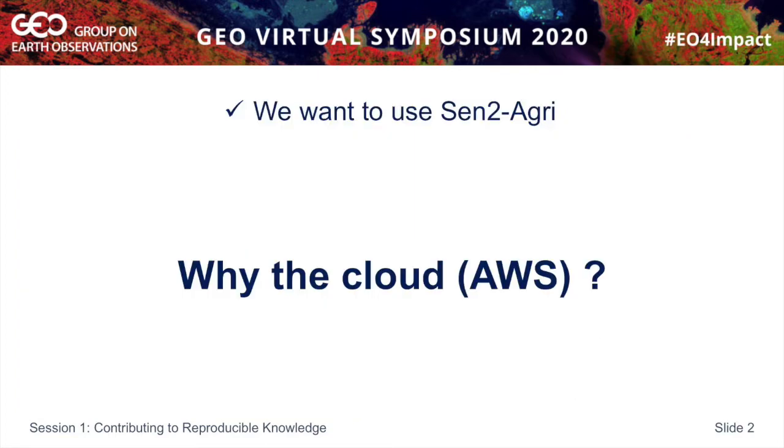So first, we assume that we want to use Sen2Agri. There's another presentation about Sen2Agri. Now we want to use it. So why work in the cloud? Here I will speak about the AWS cloud, the cloud of Amazon, but the Sen2Agri system can also be installed on other clouds. There is EODC, CreoDIAS, MundiDIAS, and other clouds, and it's already installed and working in the other clouds also. But today it will be about AWS.